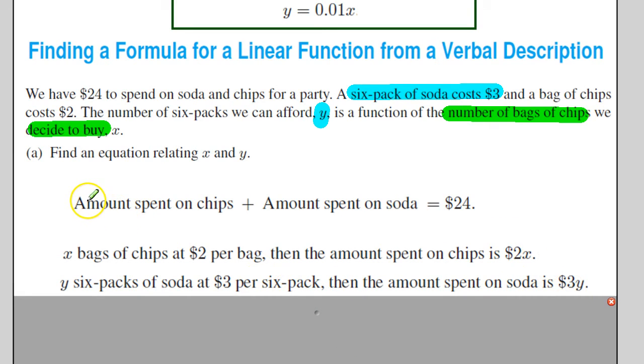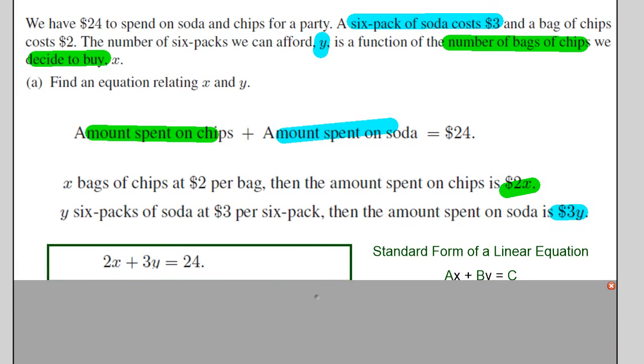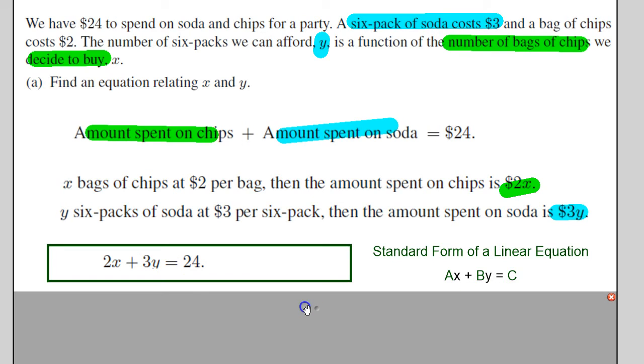So now I can replace this with this, and I can replace the amount spent on soda with this. And so we end up with an expression 2x plus 3y is equal to 24. And this is a form of a linear equation, and it's just a special form. It's not the slope-intercept form. It's called the standard form.